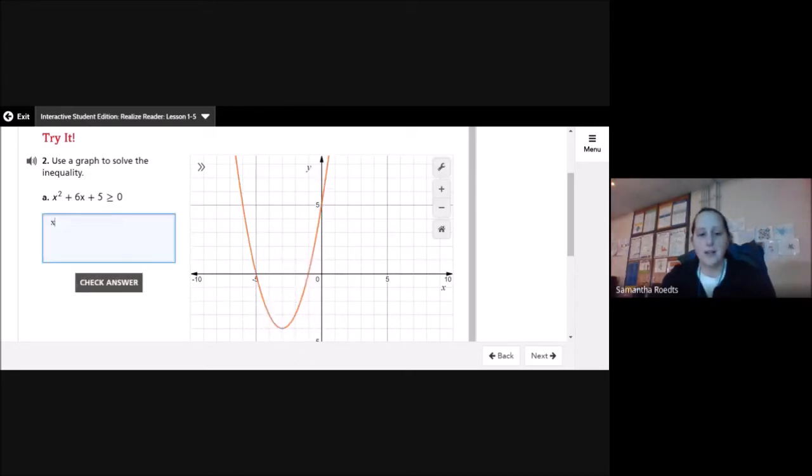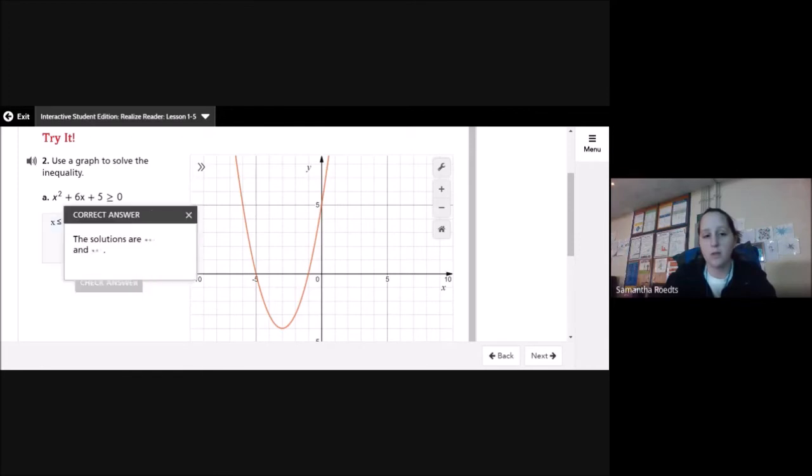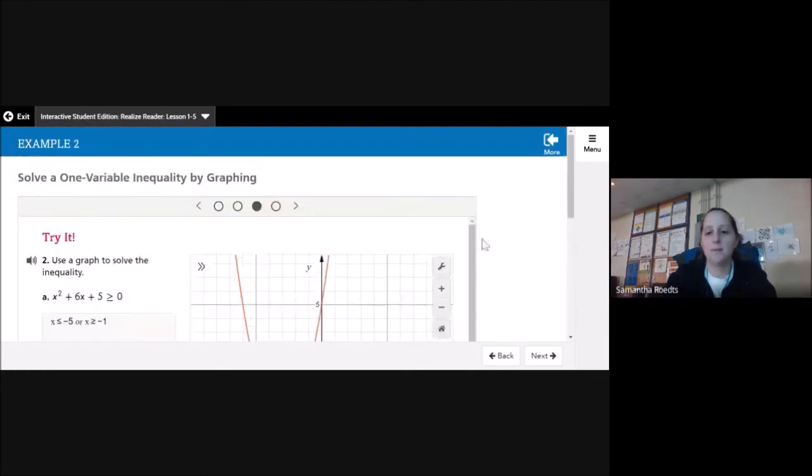Okay, this part is negative, so we want to ignore it. So when x is less than or equal to -5, when it's smaller than -5, so it's -6, -7, it'll be greater. Or when x is greater than or equal to -1. Notice I'm including the equal sign. In our original example, they didn't include the equal sign because it was a greater than as opposed to a greater than or equal to. So x is less than or equal to -5 or greater than or equal to -1.